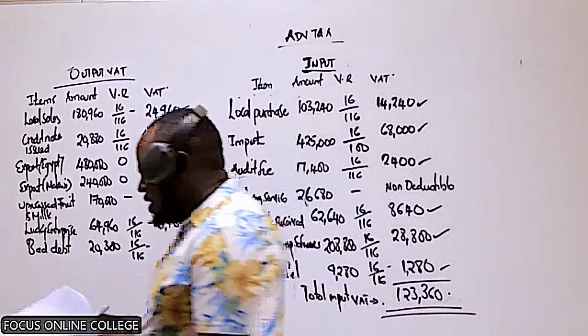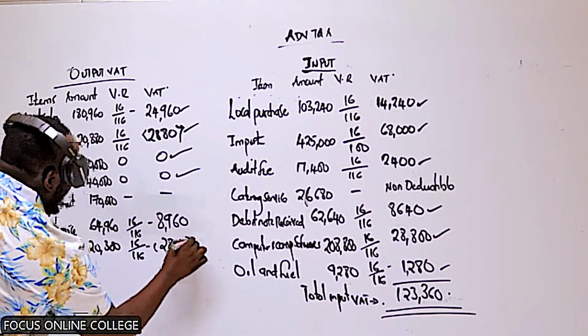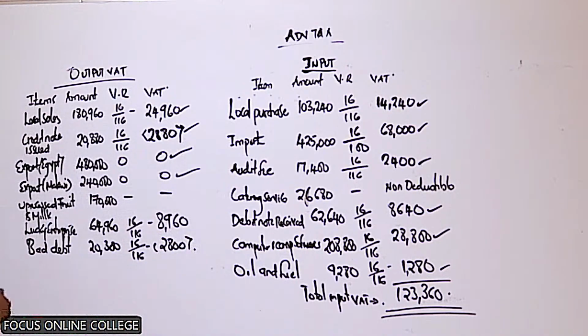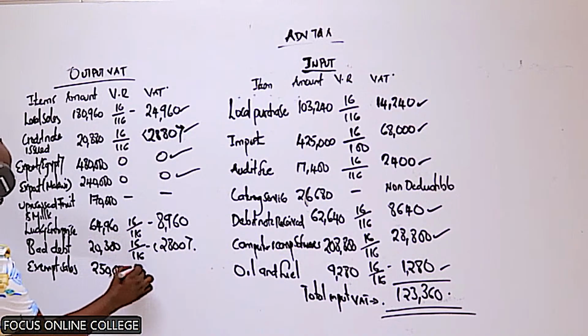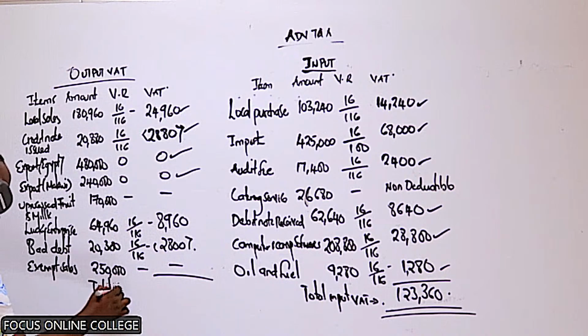It is 2,800. So then we have lastly, so there's no marking for that. We have what we call exempt sales. So exempt sales, we head to 50. We have a dash and dash. So then we have what we call total output VAT.